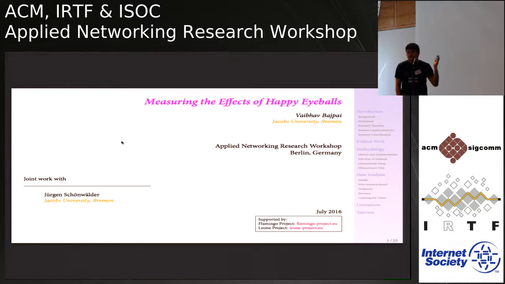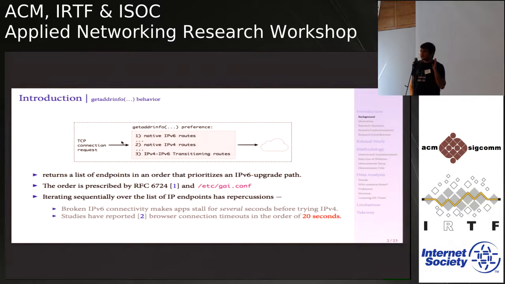So today I'm going to talk about measuring the effects of happy eyeballs, and this is joint work with Jürgen Schönwalder. Okay, so it all starts with getaddrinfo. This is a function call used in Unix-like systems to resolve DNS names to IP endpoints. When you make a request to resolve a domain name using getaddrinfo, it gives you a list of endpoints in a particular order that prefers v6. This is dictated by the destination address selection policy prescribed in RFC 6724, and it can also be customized using a configuration file.